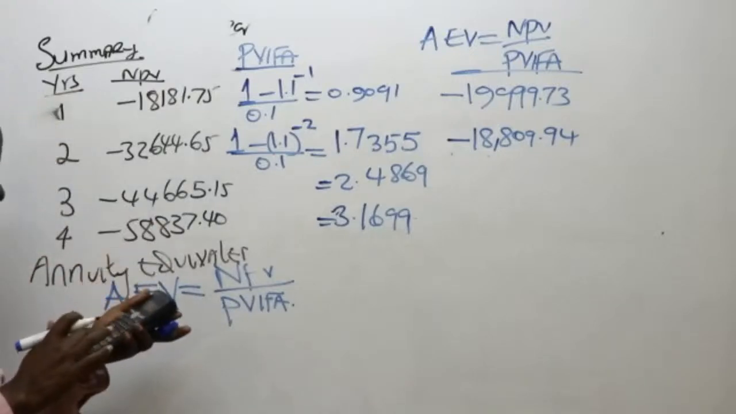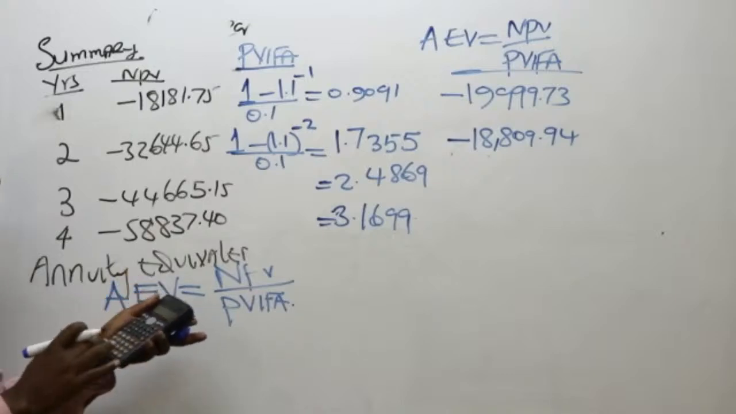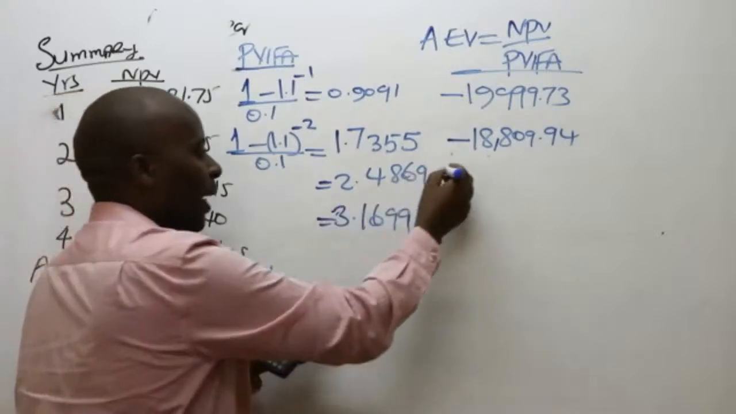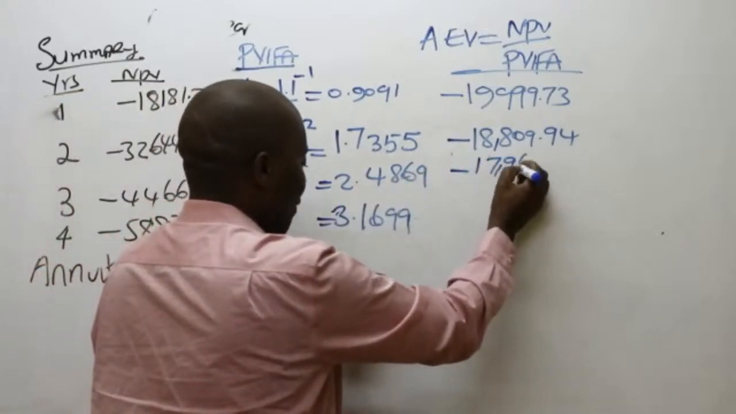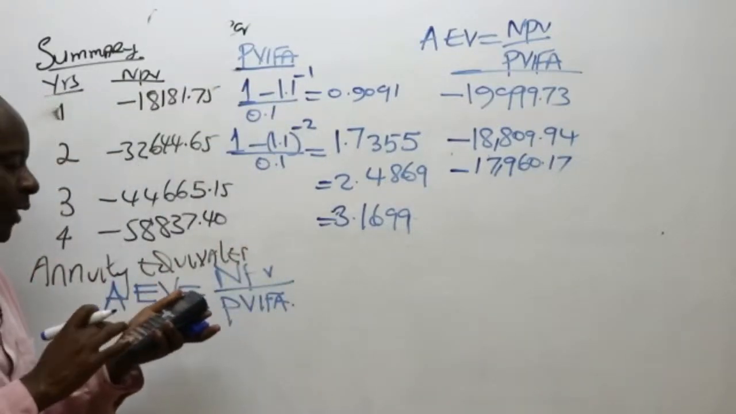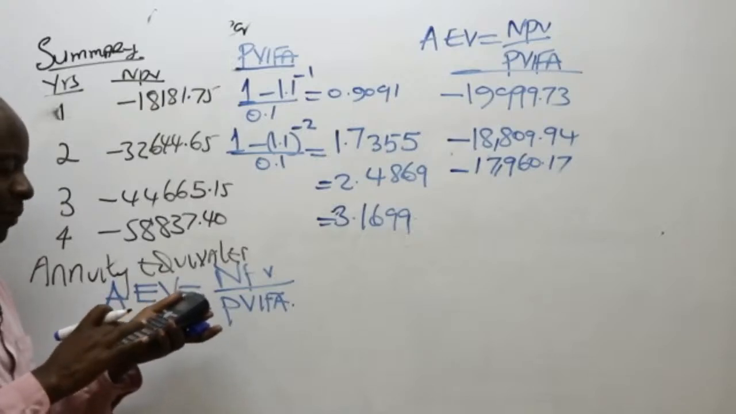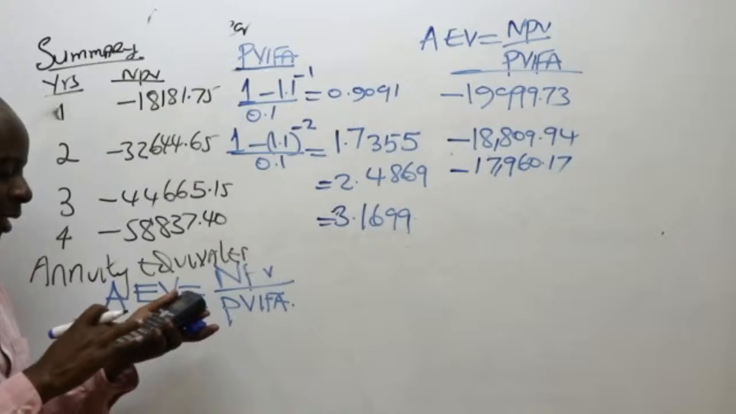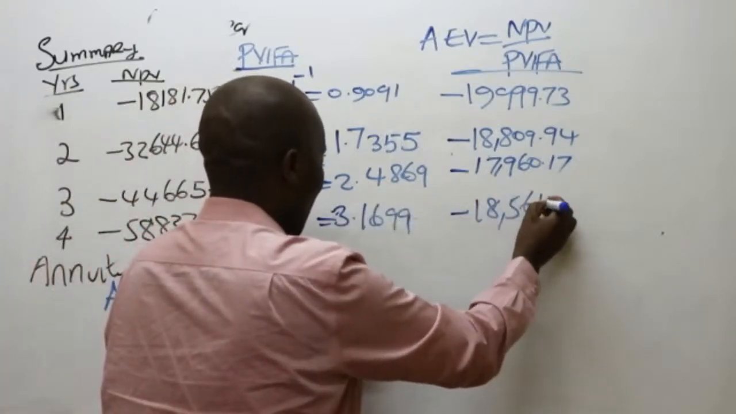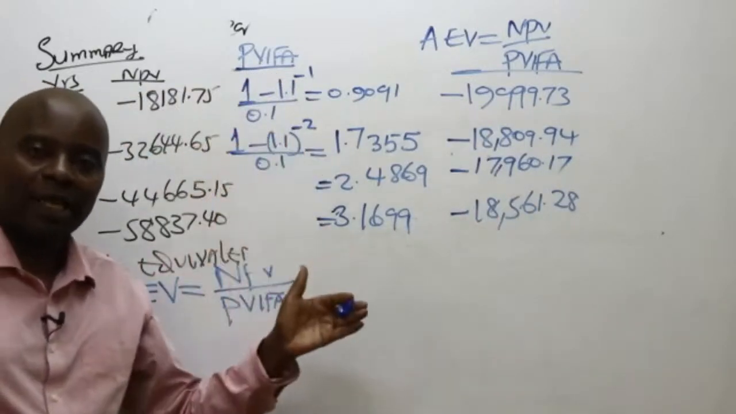From there we have here minus 44,665.15 divided by 2.4869, which will end up giving us minus 17,960.17. And then we have the last one, which will be minus 58,837.4 divided by 3.1699, which will end up giving us minus 18,561.28 like that. So these are the annuity equivalent values.